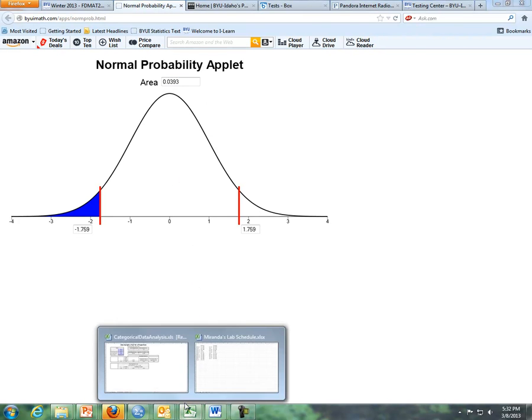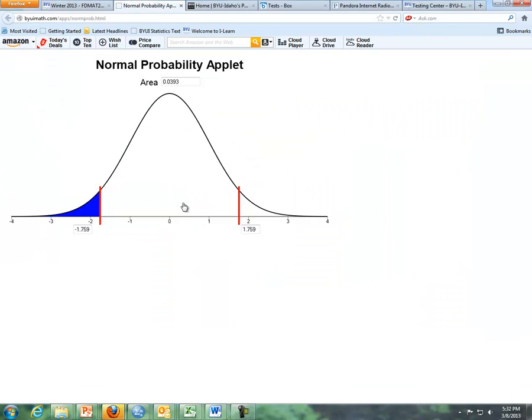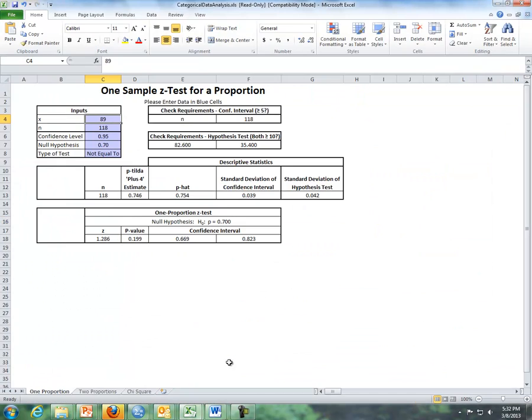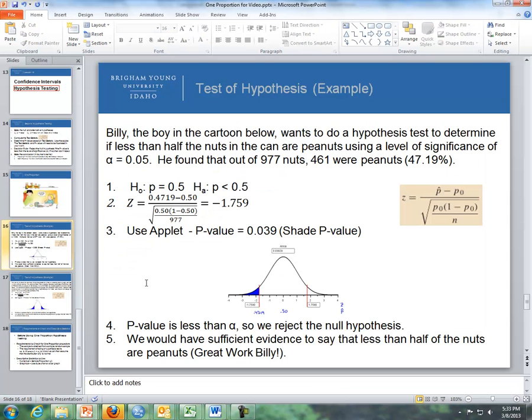Okay. We can also get our results by putting in the numbers here. Let me go back to the data, where we have 461 peanuts out of 977 nuts. So if we set the null hypothesis to 0.5, and we want to do less than, so there's three options, we do less than. So we get our test statistic and our p-value here. We can get that using Excel. Okay, so then our p-value, this is how you could sketch it here.